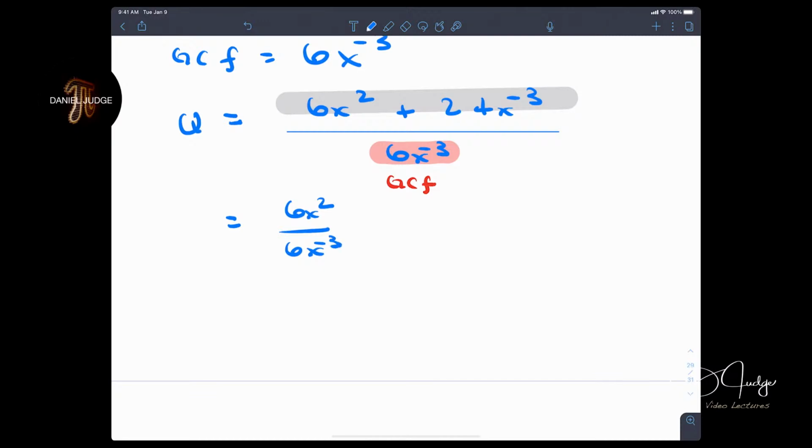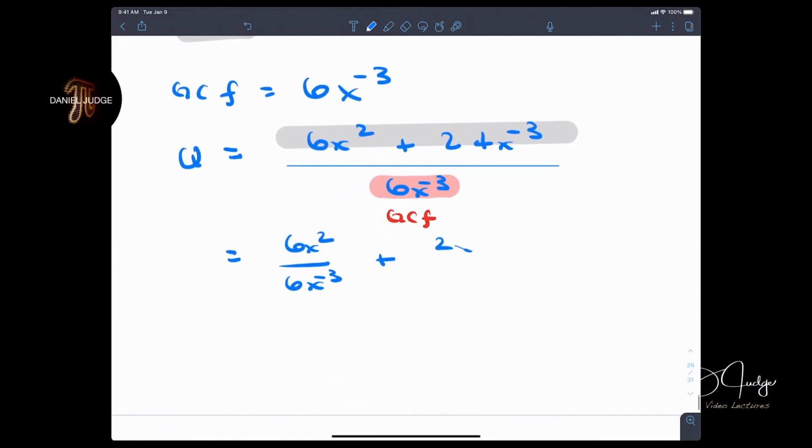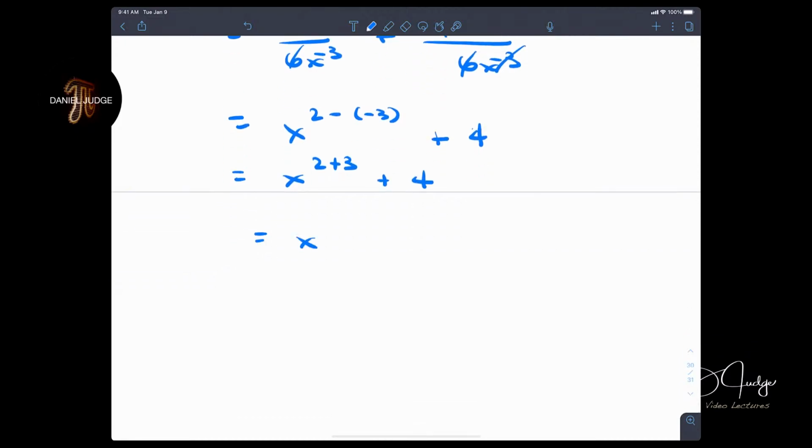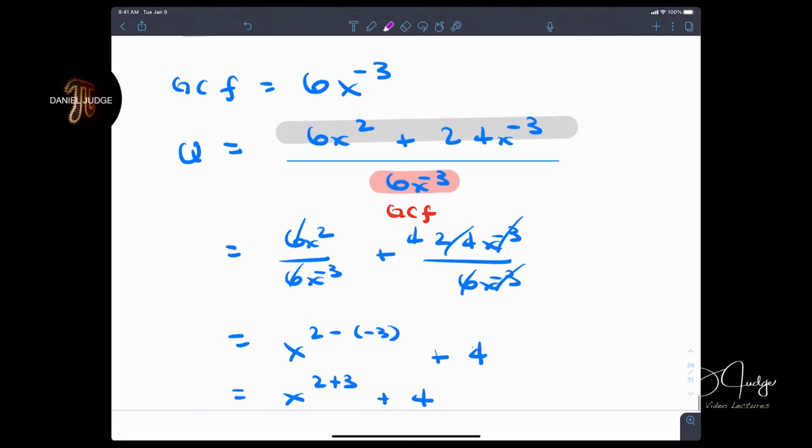6x squared over 6x to the minus 3 plus 24x to the minus 3 over 6x to the minus 3. Okay. Gone. x to the 2 minus a negative 3, plus 6 goes into 24 4 times. x to the minus 3 is gone. Cancellation. All right. x to the 2 plus 3 plus 4, which means x to the 5th power plus 4. So here's our quotient. Okay, there's the quotient. And then we have our GCF.